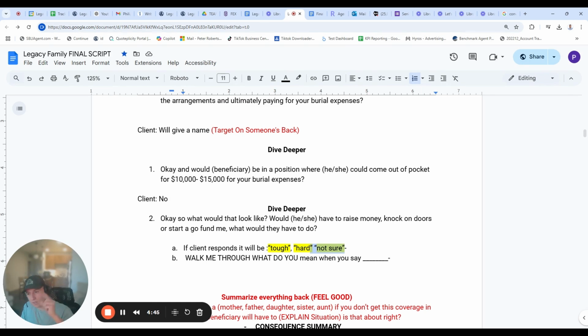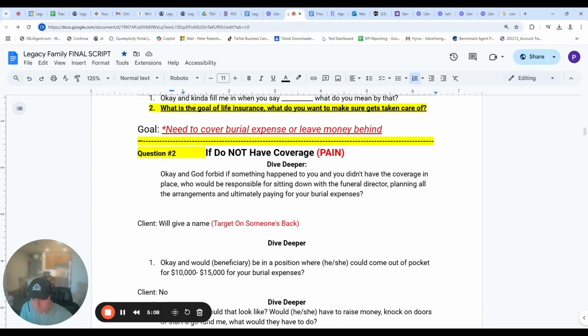Okay. So in question 2, we're really just trying to help them understand what is happening if they die without life insurance, who's going to be burdened, and what are they going to have to go through. And our job is to get the client to spill the beans on how bad their situation is going to be. Okay, so let's put it together one more time so that you can go ahead and do it with me. Okay, so question 2.